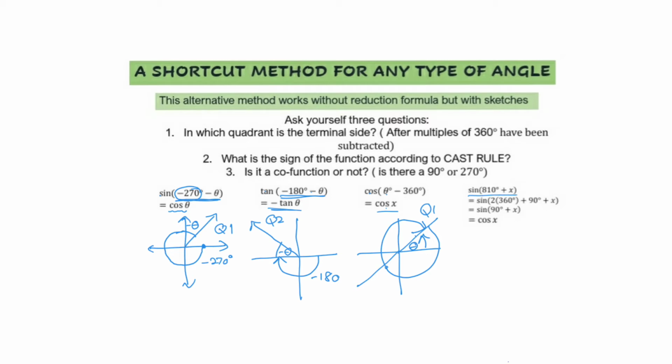This last one, 810 plus x. 810 is too large. It's larger than 360, so we can at least subtract 2 multiples of 360. So what is 810 minus 720? Gives you 90. I recognize this as a co-function sum because of the 90. Sine in the second quadrant is positive, so the sign is going to be positive, and 90 says that the sin must go to cos, so it becomes positive cos x.